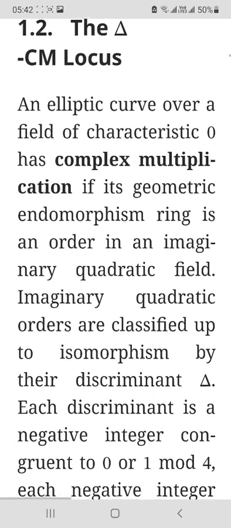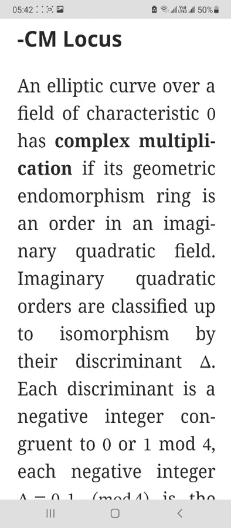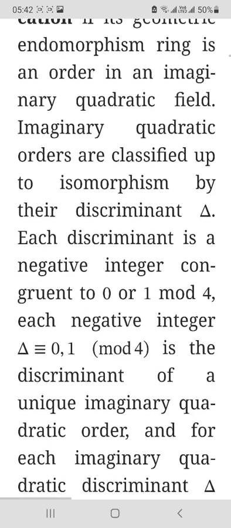Okay, I will read the article to you. This is the article authored by Pete Clark. An elliptic curve over a field of characteristic 0 has complex multiplication if its geometric endomorphism ring is an order, that is O, an order in an imaginary quadratic field. Imaginary quadratic orders are classified up to isomorphism by their discriminant.